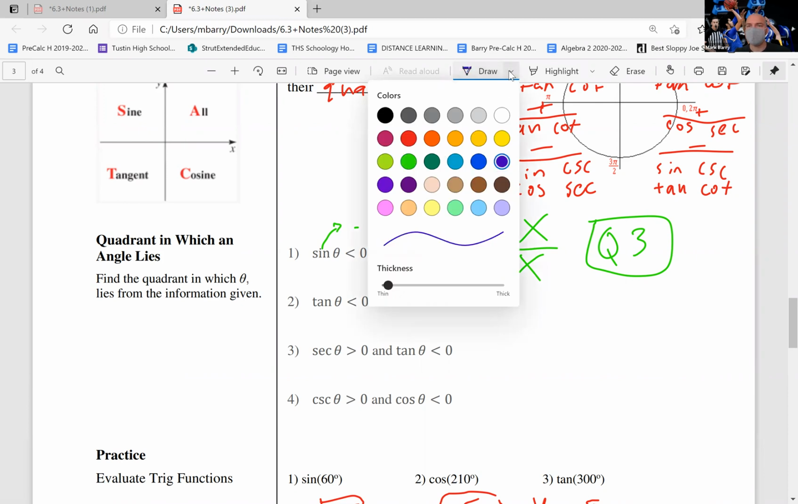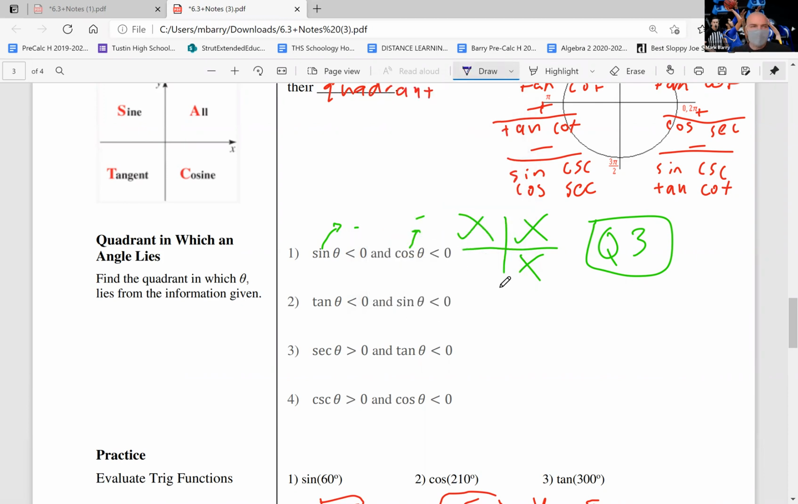All right, let's try it again. All right, some more negatives here. So tan is negative. Based on tan being negative, it cannot be the third quadrant because that's the tan positive quadrant. It cannot be the all quadrant. So the first clue allows me to eliminate two of them.